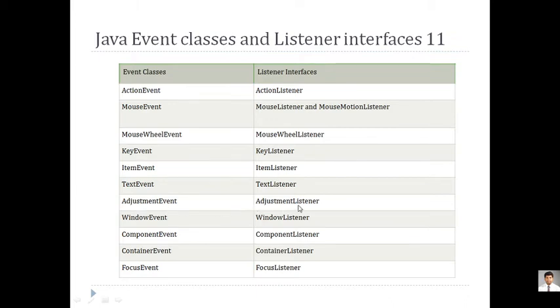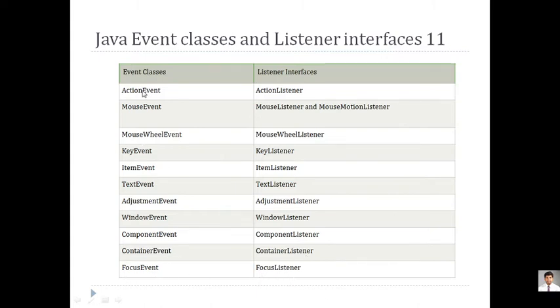Adjustment event and adjustment listener. This is again related to scroll bars and all those things. Then the window event is for minimizing, maximizing, and closing windows, so a window listener is there for the purpose of windows. Then component event for component listener, container event, container listener, focus event, focus listener.